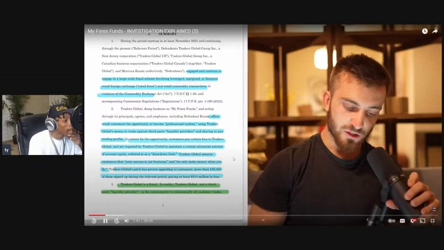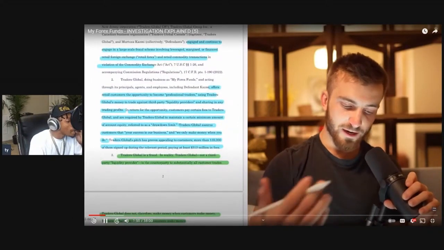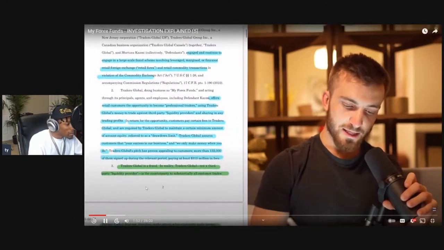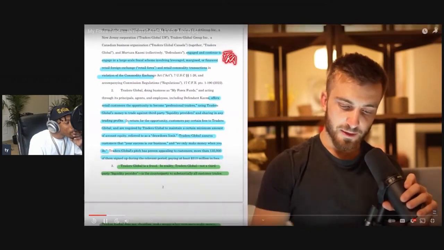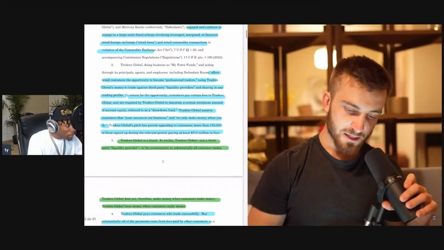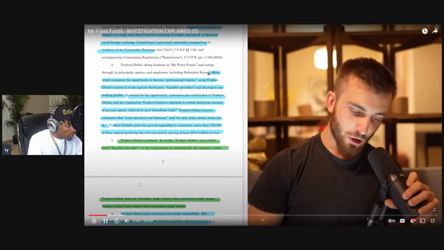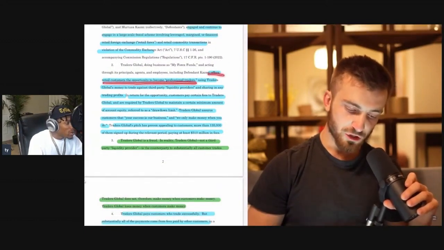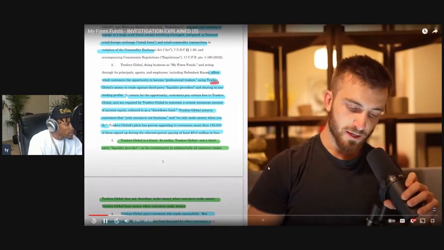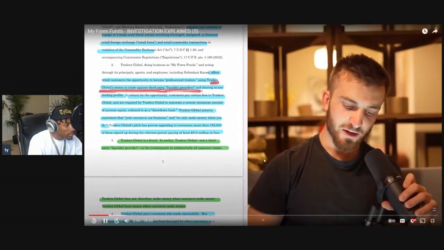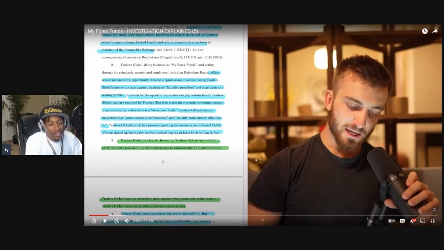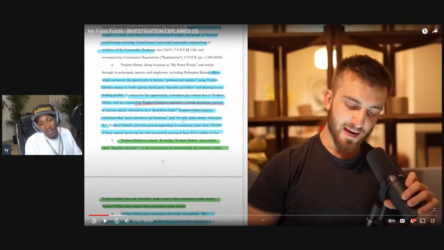Leverage, margin, and financed retail foreign exchange. This is provided to us traders. And so again, this is fraud. Why is this fraud? Because it offers the retail opportunity to become professional traders using Traders Global's money to trade against the third-party liquidity providers. So basically, they're saying one thing and doing another. They're like, oh yeah, you could come trade with our money, but maybe the money doesn't exist.